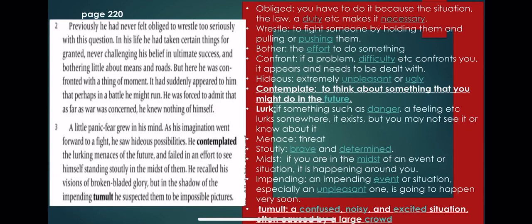Now, on the same page, we have: previously, he had never felt obliged to wrestle too seriously with this question. So, before that, he did not have to wrestle, to fight someone by holding them, pulling or pushing them, to have this conflict too seriously with this question.